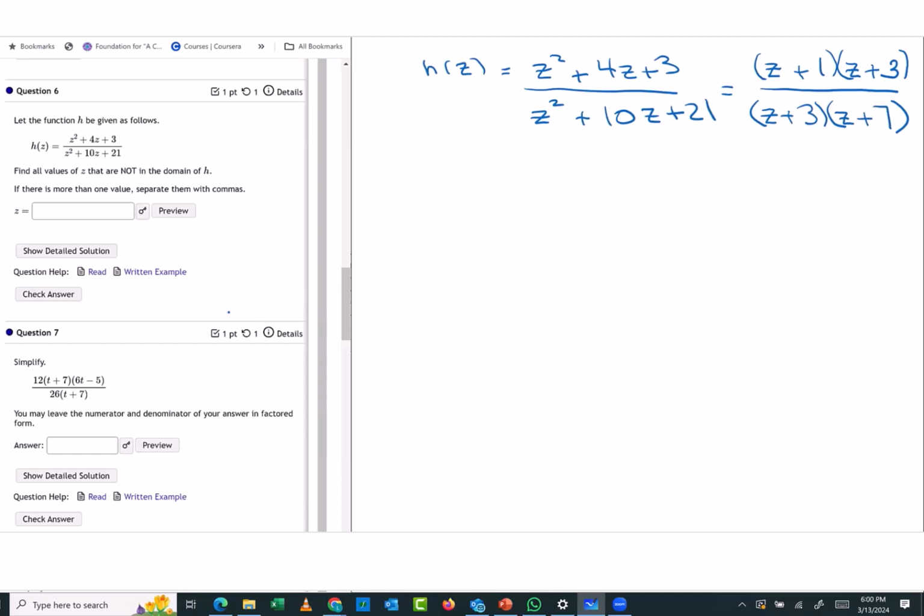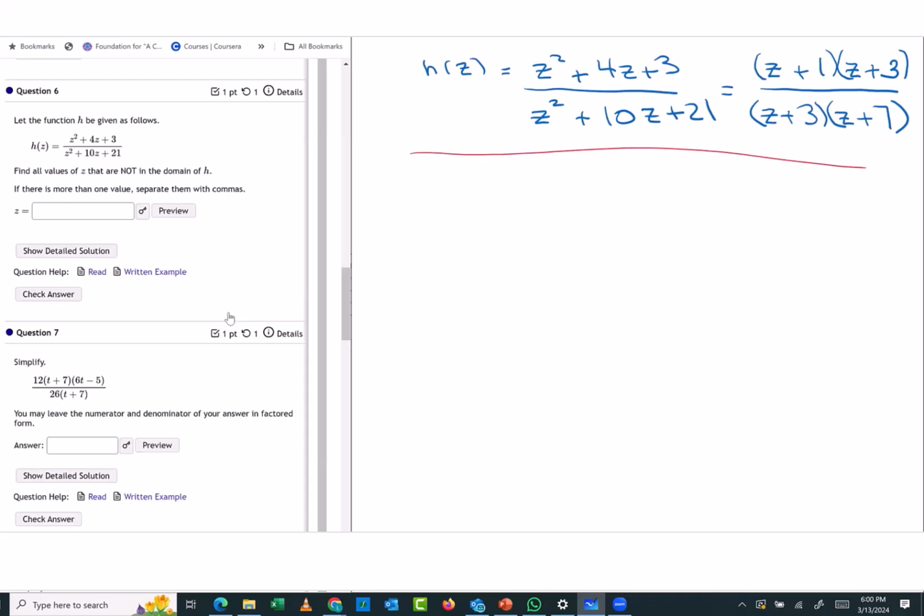Find all values of z that are not in the domain. Well, even though I could cancel z plus 3 divided by z plus 3, I would first have to state the domain. The domain is valid values for z. Let me say it again. The domain is valid values for z.